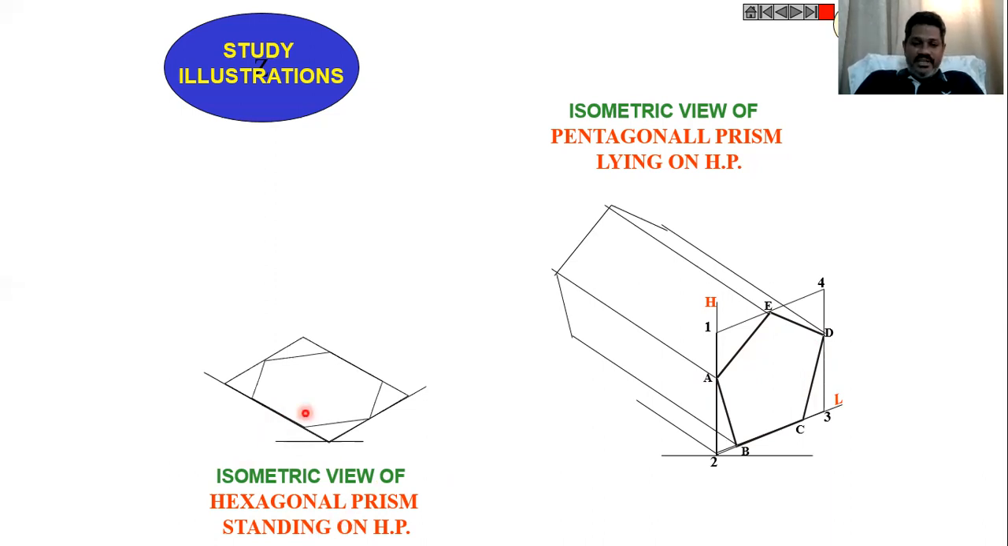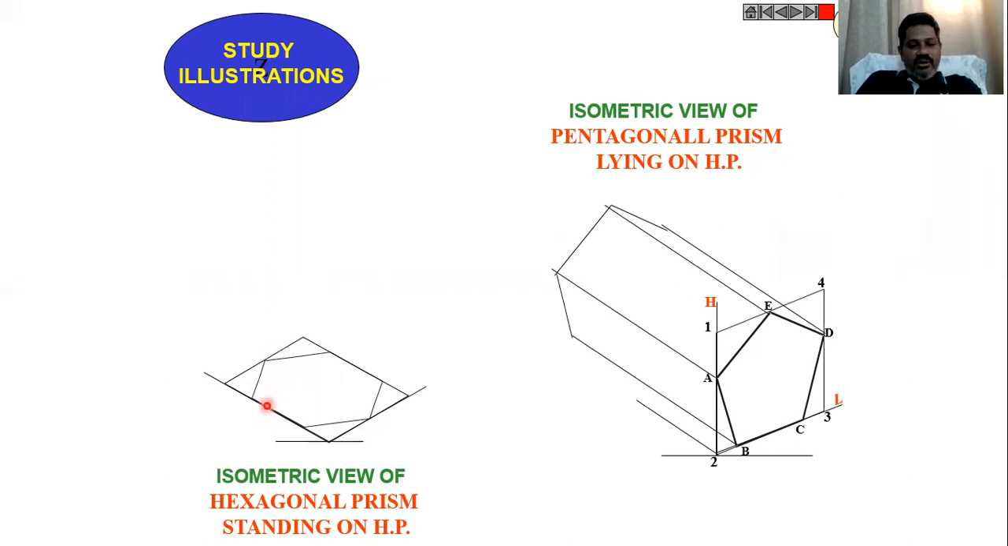That means one of the bases of the hexagonal prism is lying on the horizontal plane. This is the condition given. Of course, the problem is not clearly illustrated here, but you need to assume that one of the bases of the hexagonal prism is lying on HP. In that condition, we have to draw the isometric view. Then construct a hexagon in the top view with the given dimensions. Then the height of the hexagonal prism will also be given in the problem.